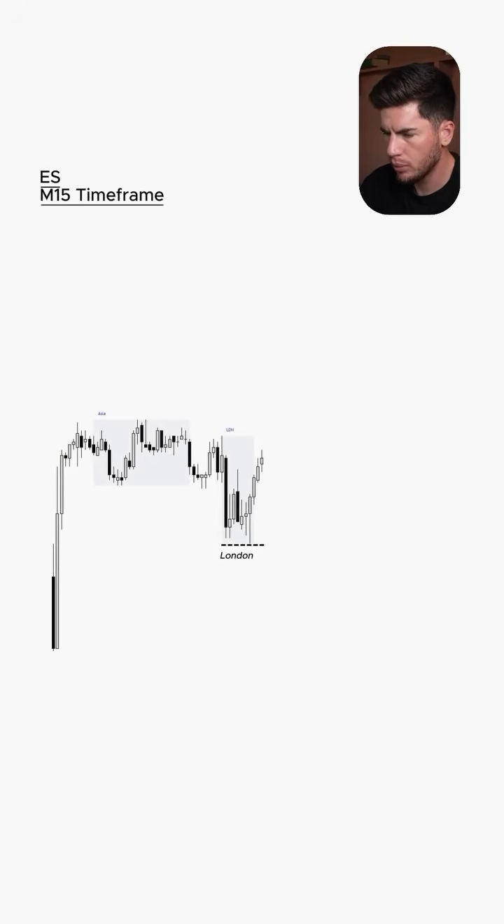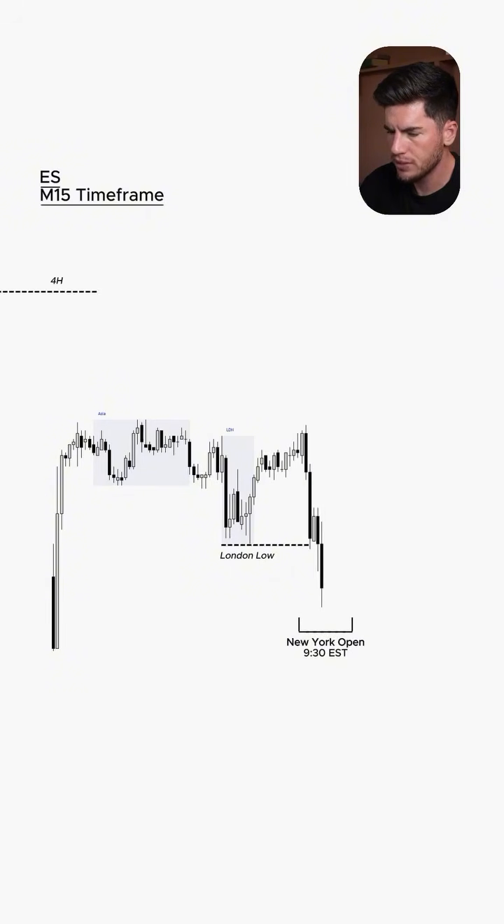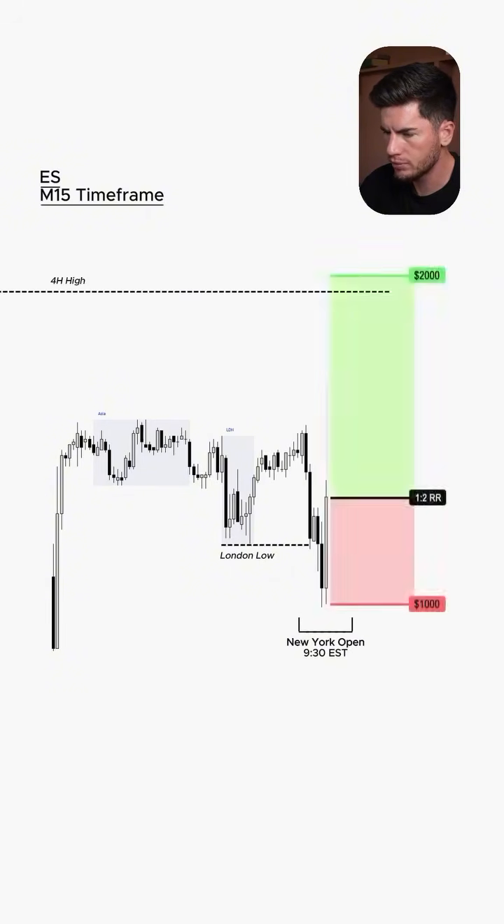We mark out the lowest point of London and wait for New York open for timing and a bullish 15-minute retrace candle to close before taking our entry and targeting the structural high. Notice how the trade plays out.